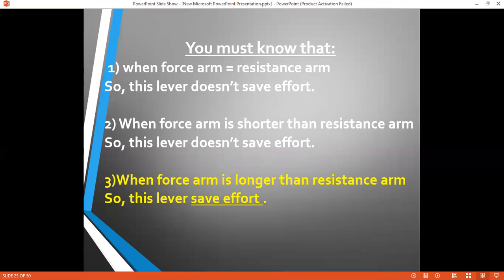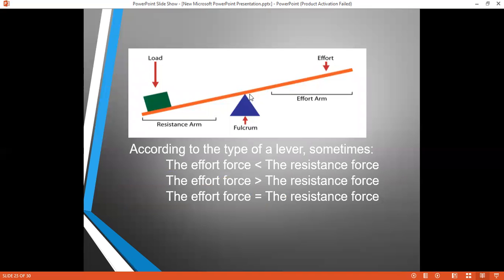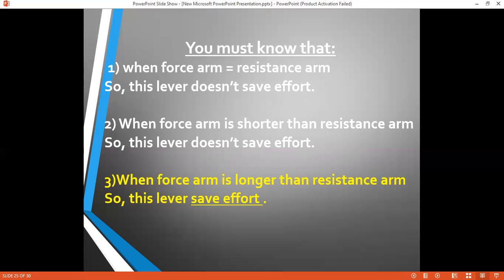That's right. What do you think about when force arm is shorter than resistance arm? Force arm, which means this part, the distance from here, is shorter than resistance arm. What do you think about it? This lever doesn't save any effort. That's logical because if the force arm is shorter than resistance arm, the resistance force is more, so it doesn't conserve or save any effort.